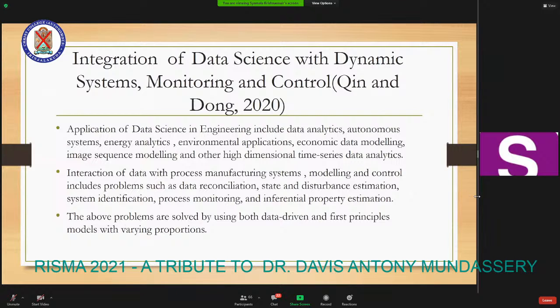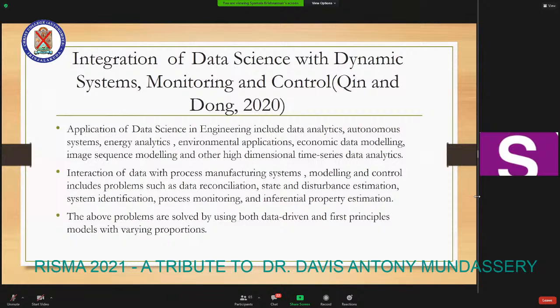So that's all about the impact of statistics in data science. Now I'm going to look at the application side, especially in process engineering. There is the integration of data science with dynamic system monitoring and control, in a study conducted by Jo, Kuhn and Dong in 2020. Here they said applications of data science in engineering include data analytics, autonomous systems, energy analytics, environmental applications, economic data modeling, image sequence modeling, and other high dimensional time series data analytics. So there are a lot of applications of data science in engineering. And the interaction of data with process manufacturing systems, modeling and control includes problems such as data reconciliation, state and disturbance estimation, and differential property estimation. My area of research is process monitoring.